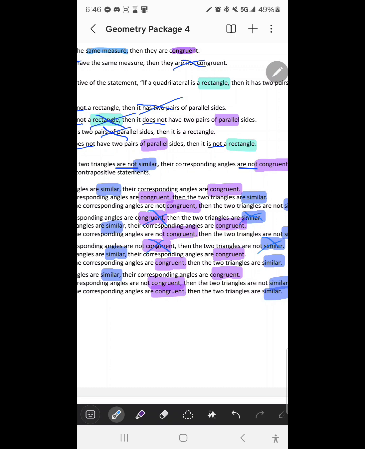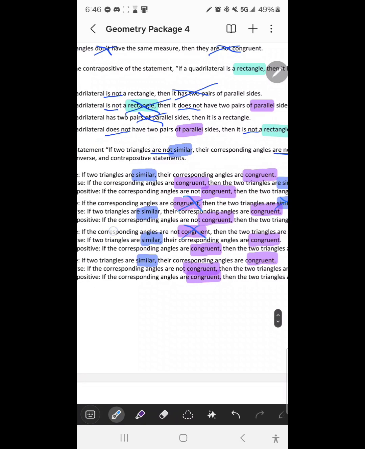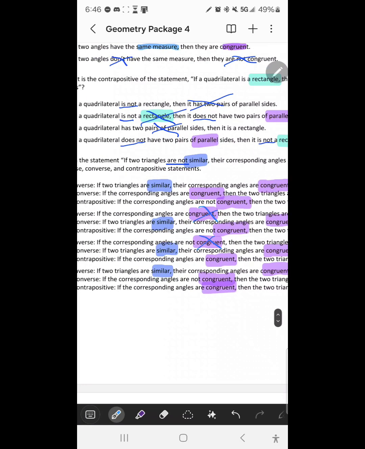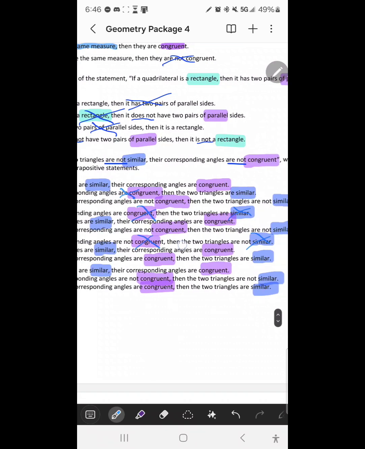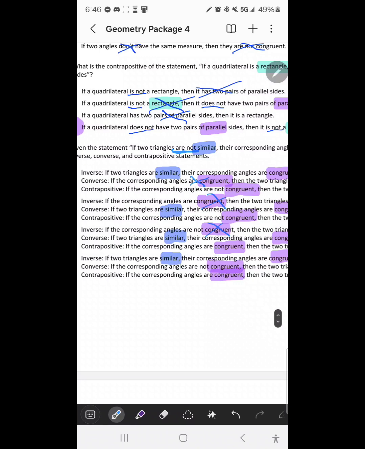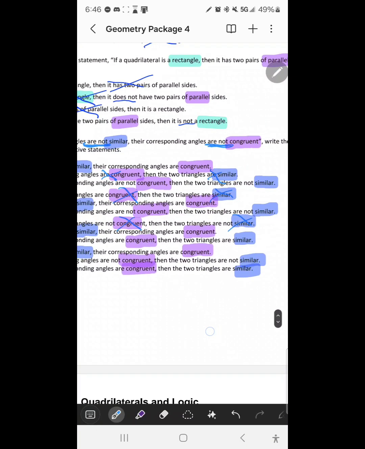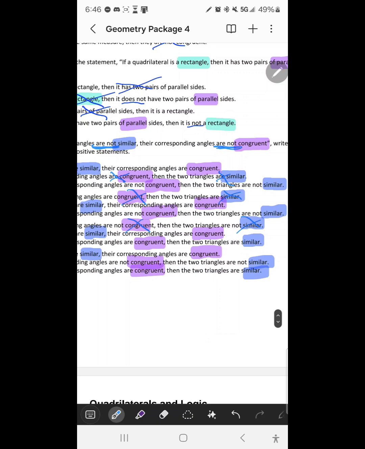Now let's check the converse. The converse keeps the same meaning, but flipped. Let's check. If two triangles are congruent, here we're missing their not. For the converse, we need to keep it. We're just flipping, we're not changing anything. So let's check this: if two triangles are not congruent, then the two triangles are not similar. Yes, that's exactly the same. We do not change the meaning, we just change the position.